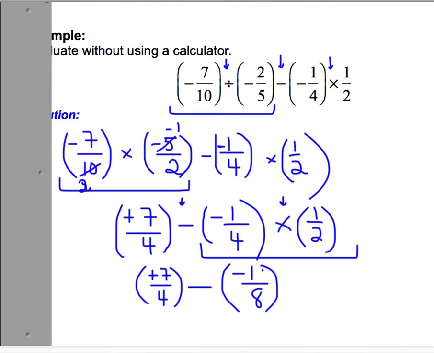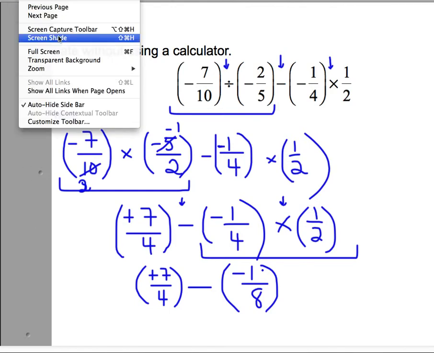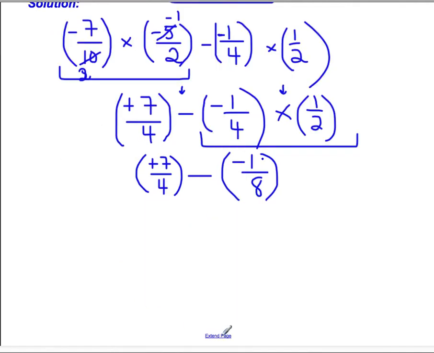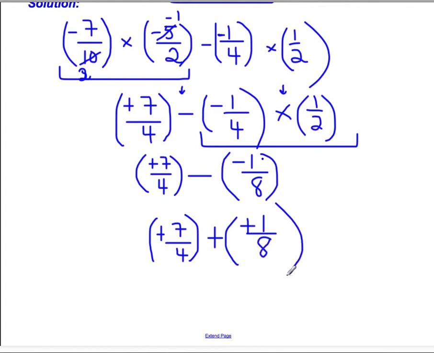So I want to get rid of my screen shade. Can I get rid of that? Oh, there we go. I need to extend my page here. Now we're subtracting, so we have to write our subtraction statement as an addition statement. The only way I can do that is if I switch the sign of my second integer. Remember with my gloves, I turn the opposite direction.